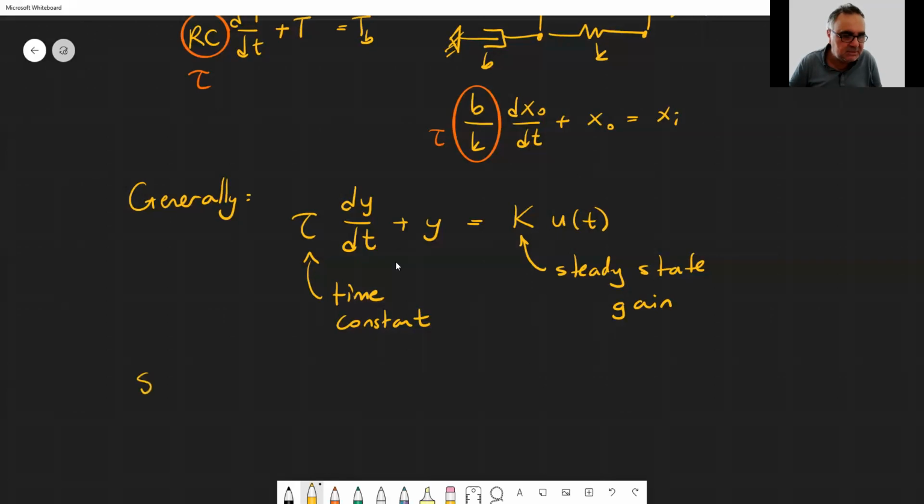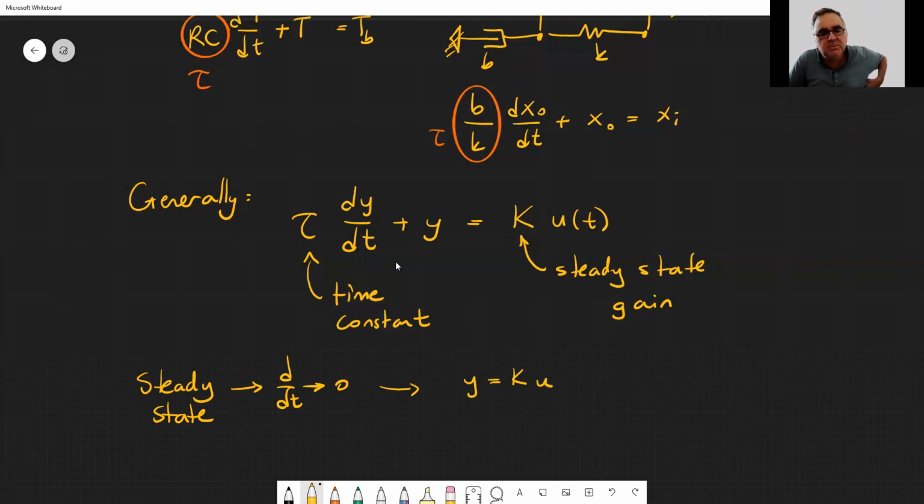remember that steady state means d by dt, the derivative terms go to 0. So this term goes to 0, and we have y is equal to ku. We have a zeroth order system when things settle down, if you like, and this k is the steady state gain, the term that multiplies the input to obtain the output.